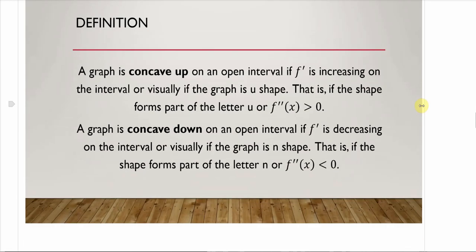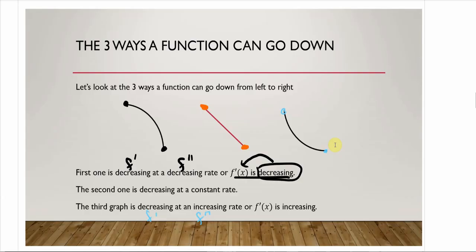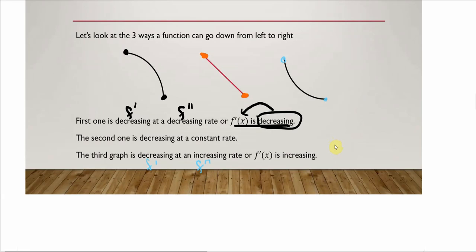So what is the definition? A graph is concave up on an open interval if f prime is increasing on the interval, or visually if it is a U shape. That is, if the shape forms part of the letter U, or the double derivative is greater than 0. So let me show you. You see this? This here, we're going to say that it is concave up. What I like to do is I like to write this out for my students.